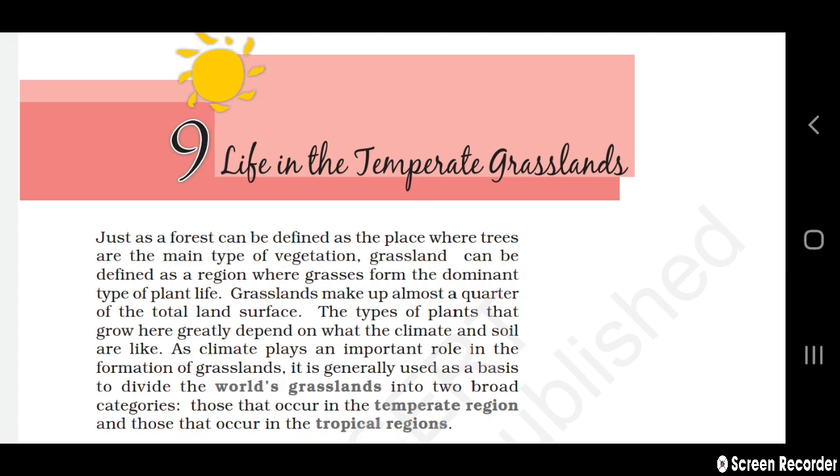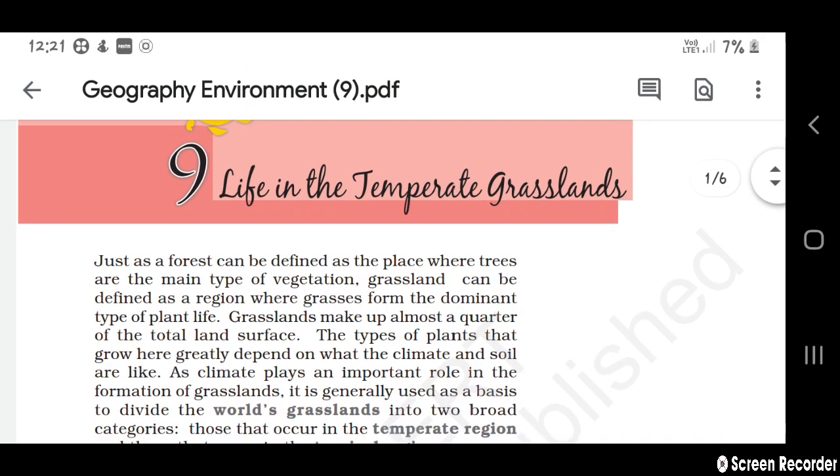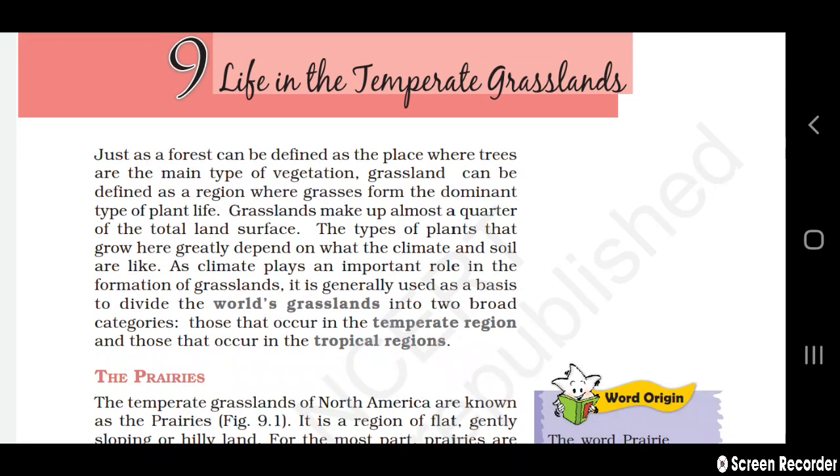Climate plays an important role in the formation of grasslands. It is generally used as the basis to divide the world's grasslands. Climate divides the grasslands of the whole world into two broad categories.